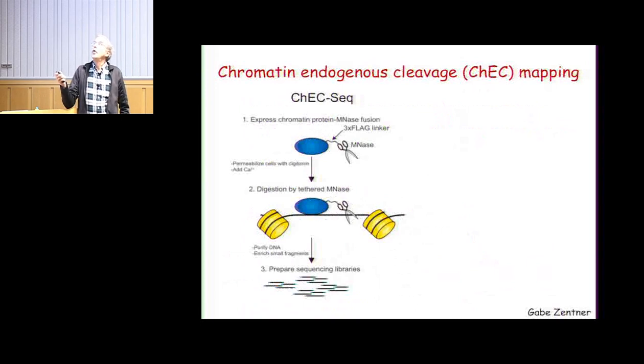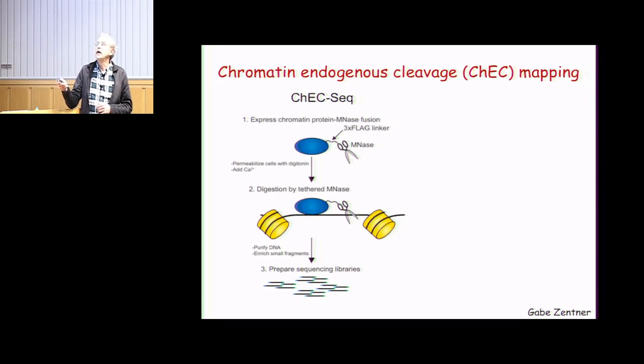So we make a fusion between our chromatin protein of interest, our transcription factor, and micrococcal nuclease. Now, micrococcal nuclease is entirely dependent on calcium, and intracellularly there's very low calcium. That's true for yeast, that's true for us. And so all we need to do is permeabilize the cells, add calcium, and just wait while the MNase starts to cleave. It's already bound if it's a transcription factor.